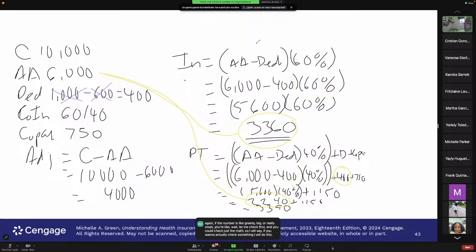Let me erase all the colors. When I finish, I will just go ahead and make sure that the numbers are right. You can go through what you wrote and you go like, okay, this is allowed amount. Yes. This is deductible. Yes. This is the co-insurance. Yes. Now let's check the math. If this section here, the math is correct. Yes. Now this section here, the math is correct. Yes. Okay. So this number for sure is right.